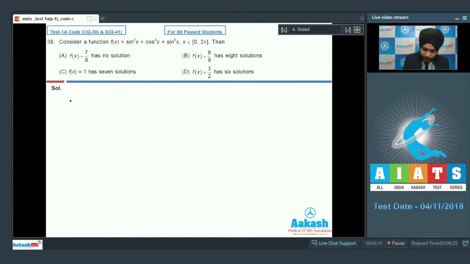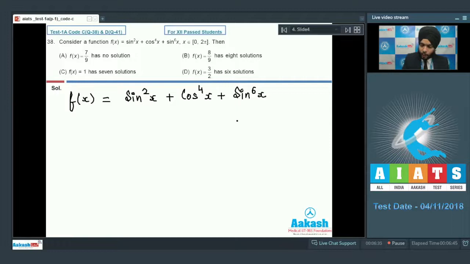So let us first of all analyze f(x). f(x) is sin²x plus cos⁴x plus sin⁶x. Students, I just have the interval 0 to 2π with me. So let us directly differentiate it and find the points of maxima and minima.